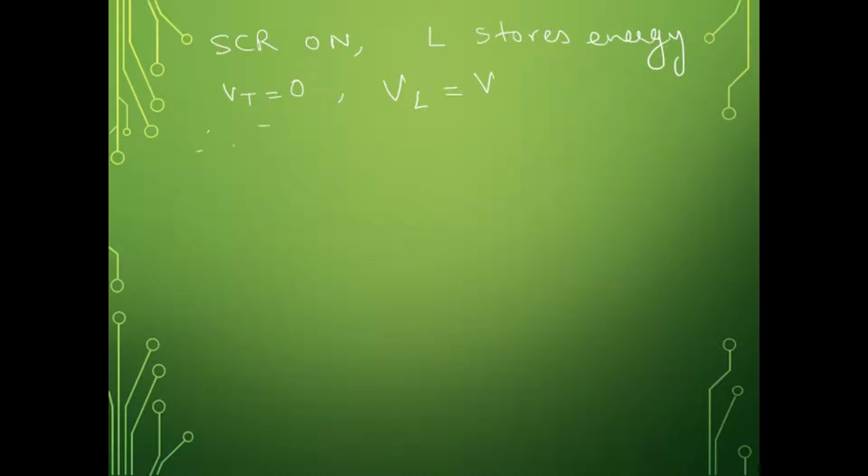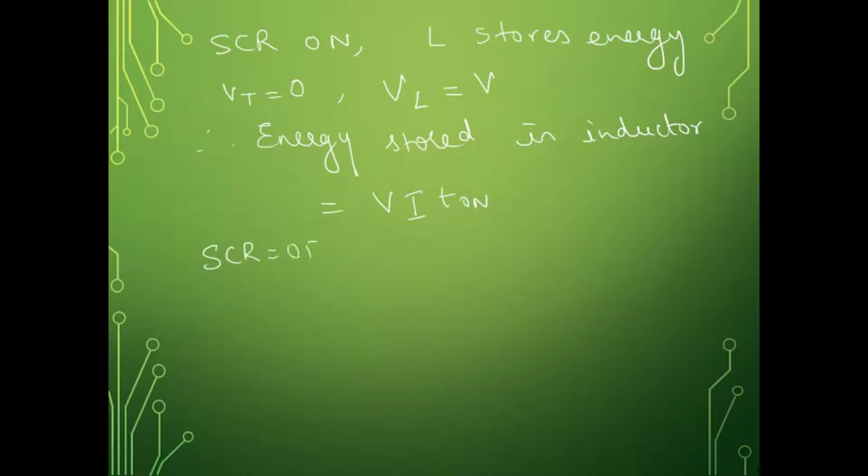So therefore, the energy which is stored in the inductor during the on period of the thyristor is V into the current I into the on period T on. So V I T on is the energy stored in the inductor. But when the chopper is off, the current which was flowing through the inductor now flows through the diode. That means energy is supplied by the inductor.